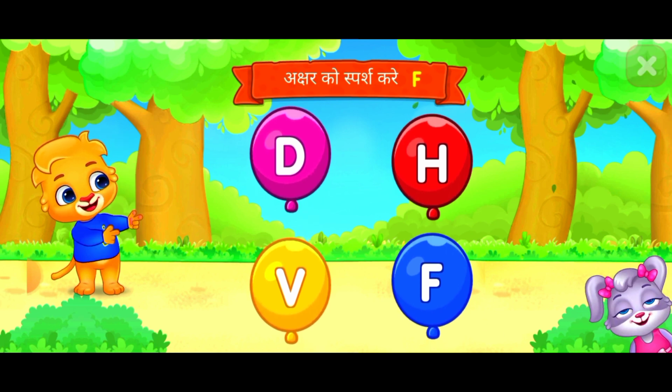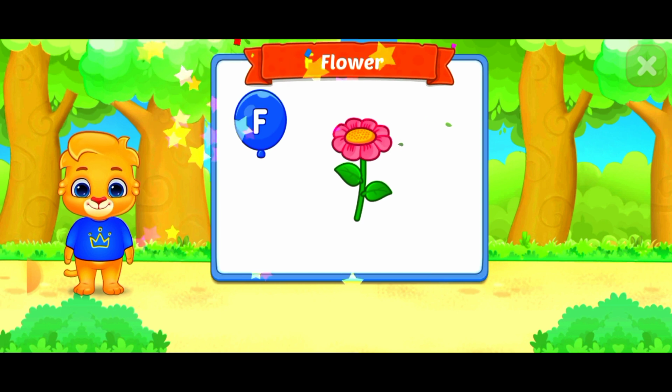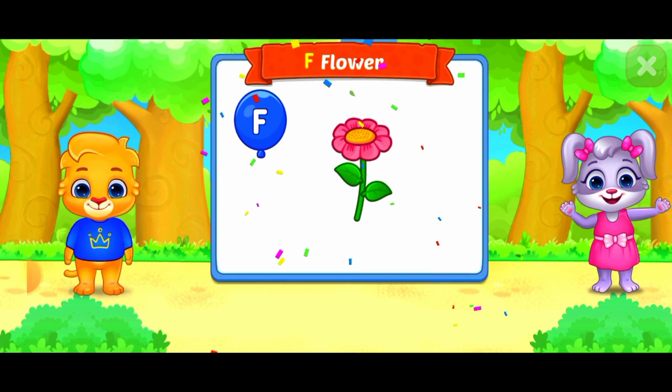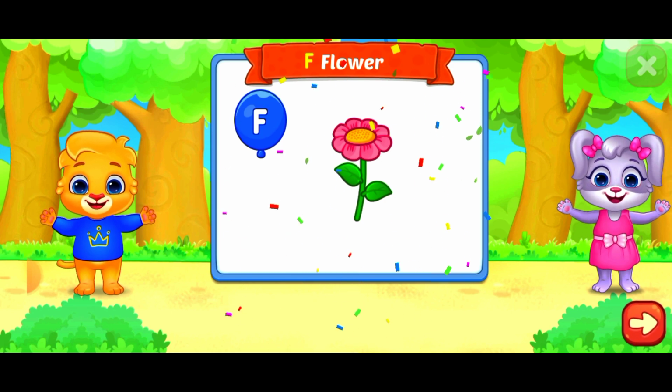अक्षर को स्पर्श करें। F. F is for flower.